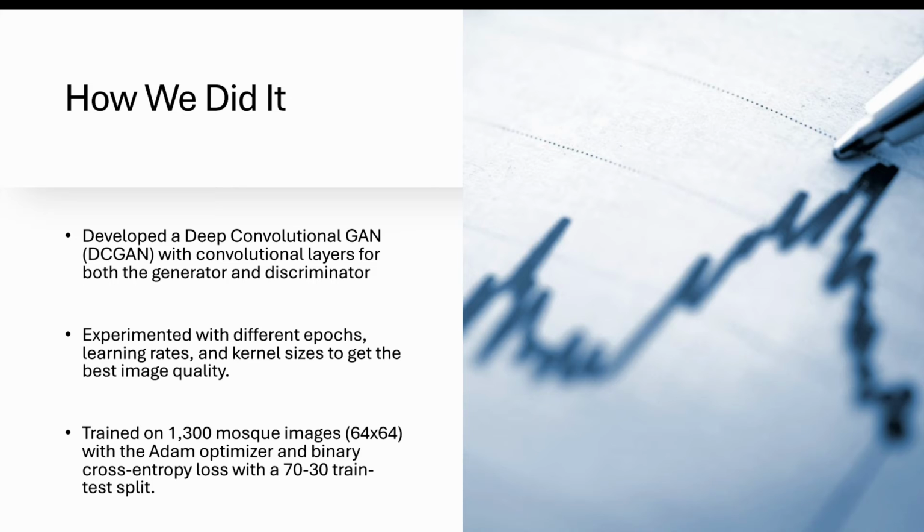And as I mentioned before, the mosque images were around 1,300 in number. The original size was 128 by 128, but we decided to clip it down to 64 just to make it a little easier for computational sake, and so that it's easier and faster to run.